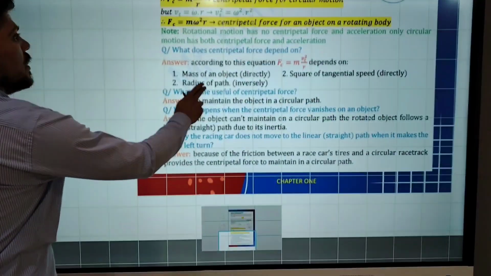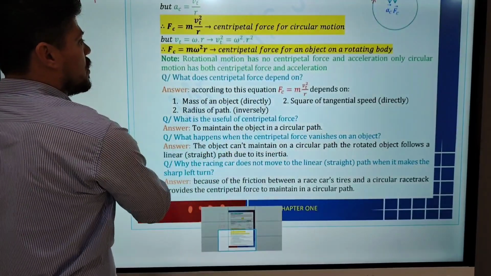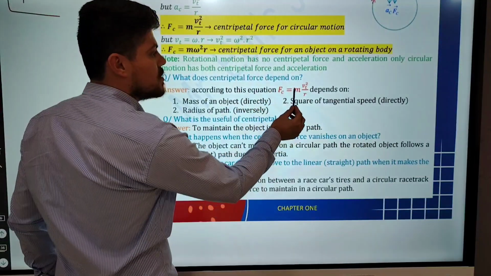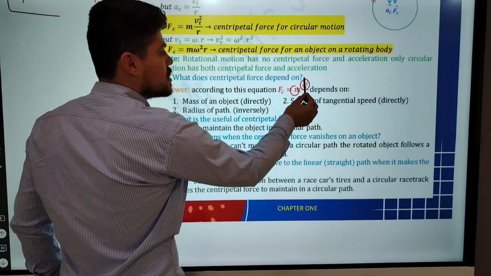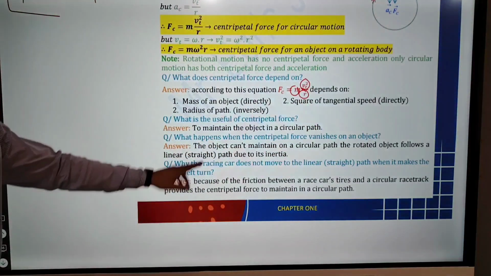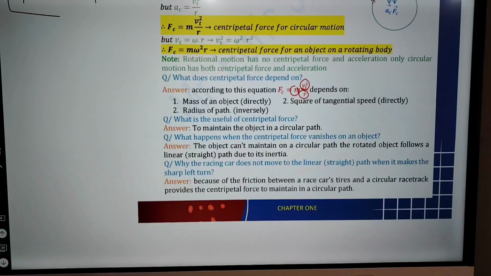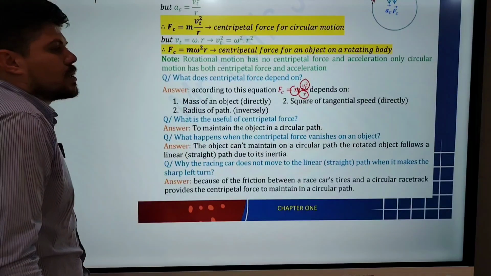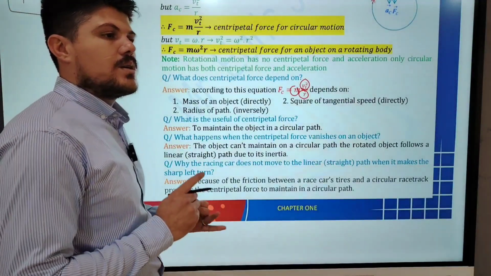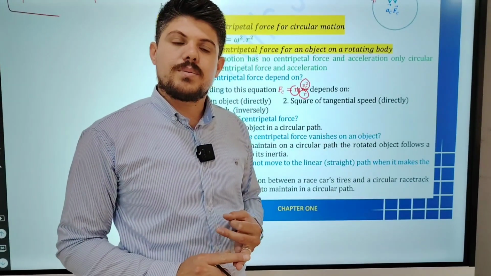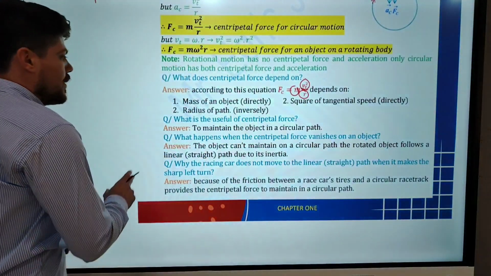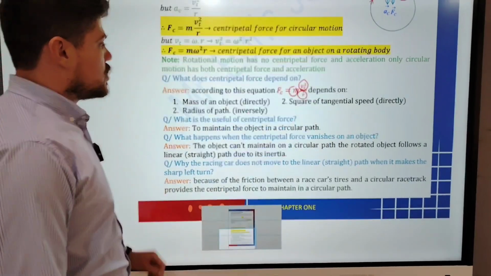Okay? What does centripetal force depend on? According to this equation, centripetal force depends on three factors: mass, square of tangential speed, and the radius of the path, which is inversely proportional. Okay? And also you can see centripetal force for an object on a rotating body depends on what? Mass, the radius of the circular path, and the square of angular speed. What is the use of a centripetal force?